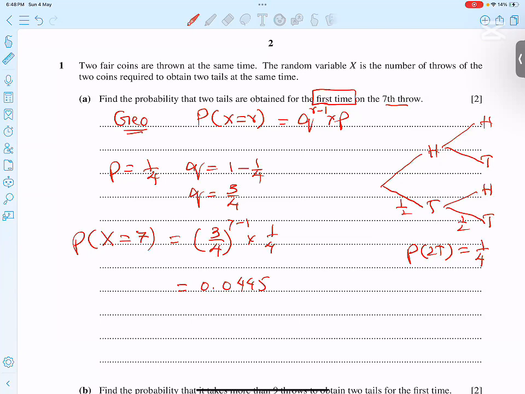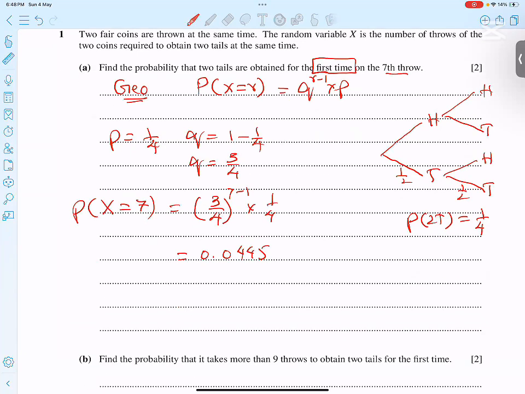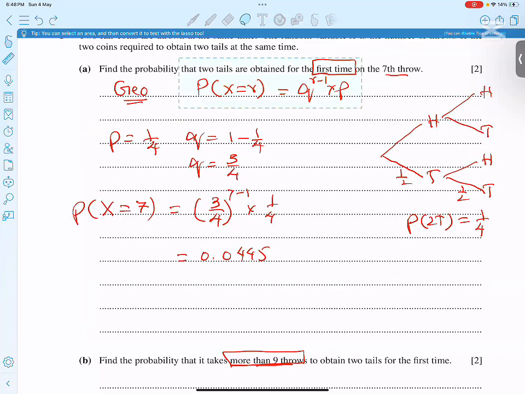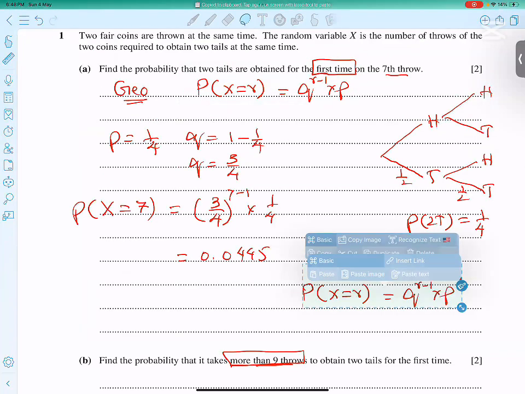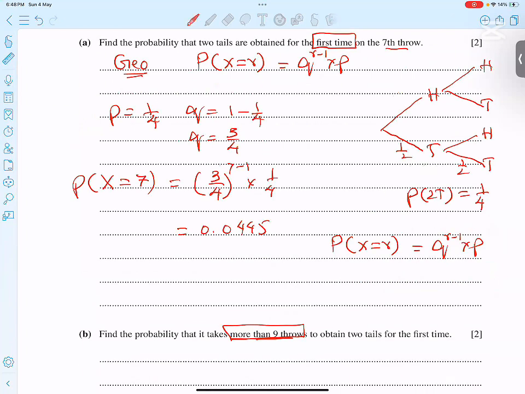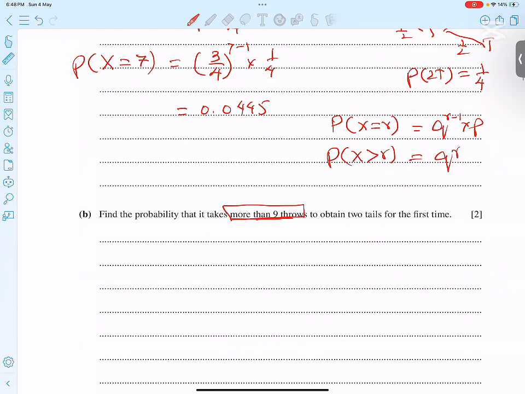And find the B part: find the probability it takes more than 9 throws. Basically for geometric, and it happens the first time, okay? So basically we have two formulas. One formula is very clear, which is available on the top here. This formula we use for X equals r, and one formula is for X more than r, and that is simply q to the power r. Because it says more than, I'll use this formula: X more than r is q to the power r.